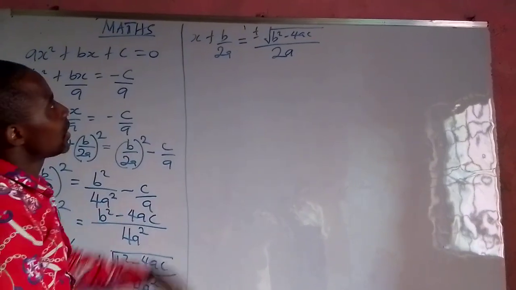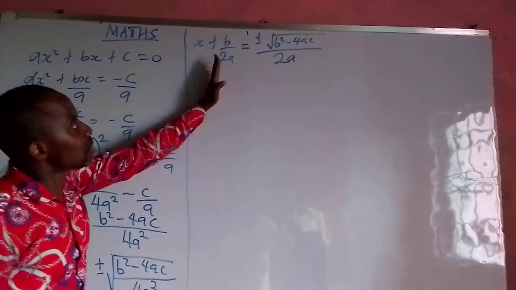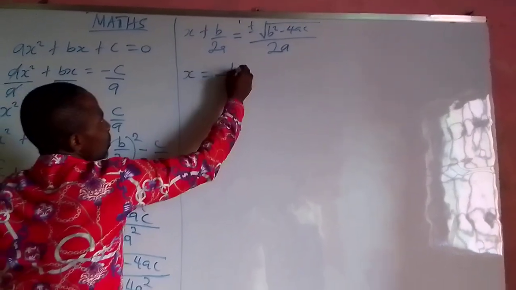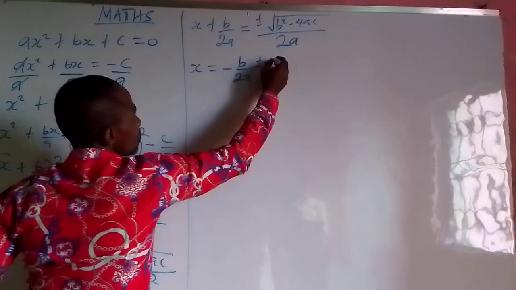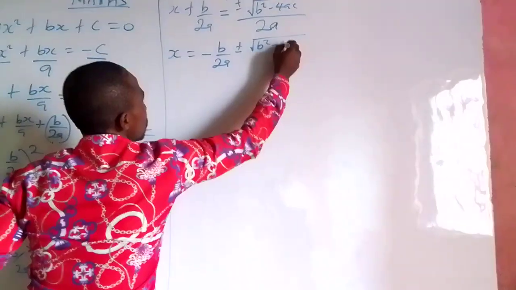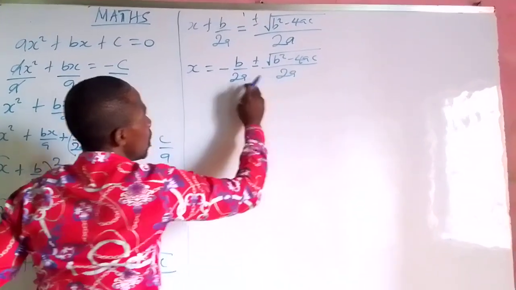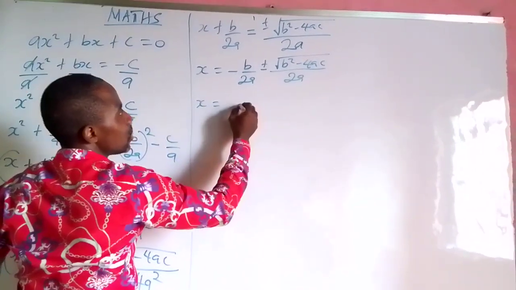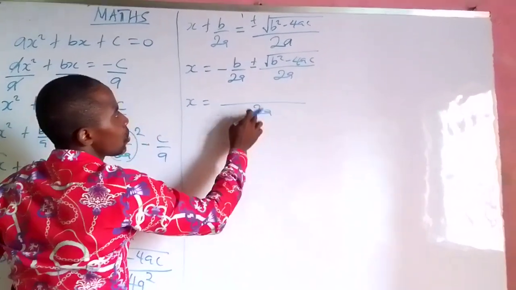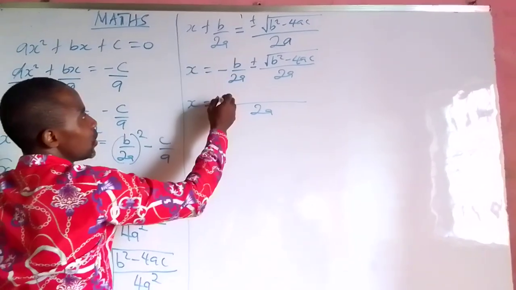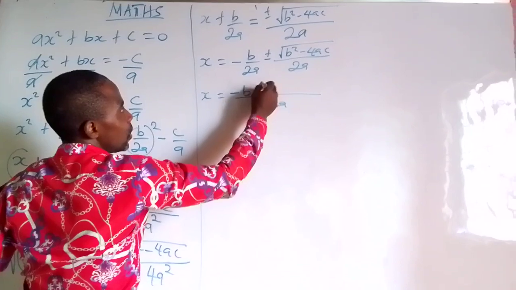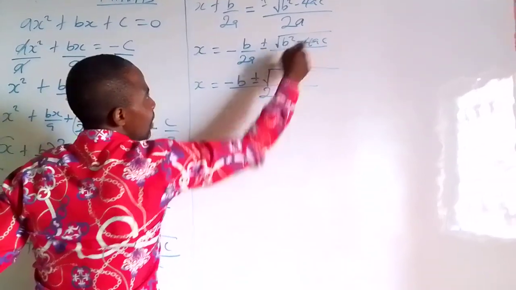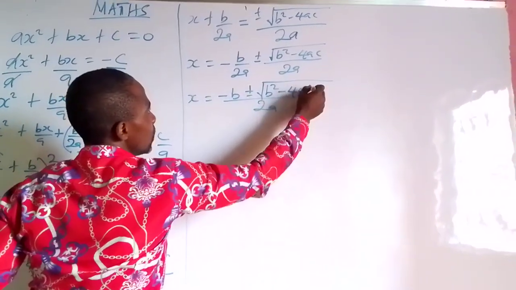We have almost finished it. x plus b over 2a. Let's collect like terms. So this one will come to this side. We have x is equal to, plus coming here becomes minus, b over 2a plus minus square root of b squared minus 4ac, all these over 2a. What is the LCM here? It is 2a. So write x equal to, LCM is 2a. 2a divided by 2a, 1. 1 times minus b is minus b. Plus minus square root of, 2a divided by 2a, 1. 1 times all these, b squared minus 4ac.